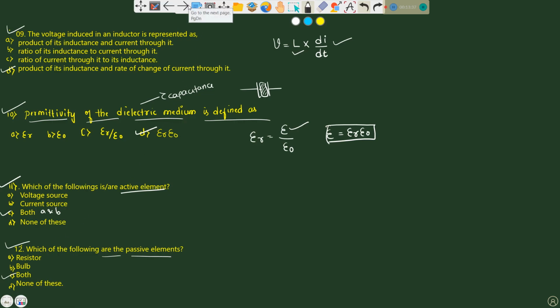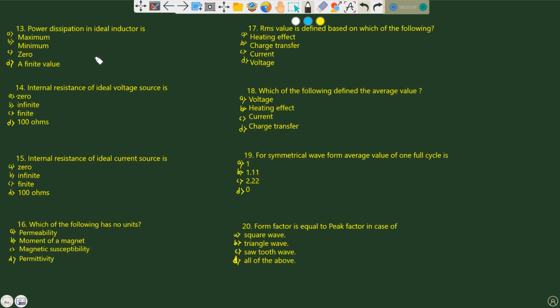So next we have, what is the power dissipation in an ideal inductor? They are asking about the power dissipation in an ideal inductor. In AC circuits, in the previous session we discussed that power dissipated in an ideal inductor or capacitance circuit will be 0. So the answer is 0.